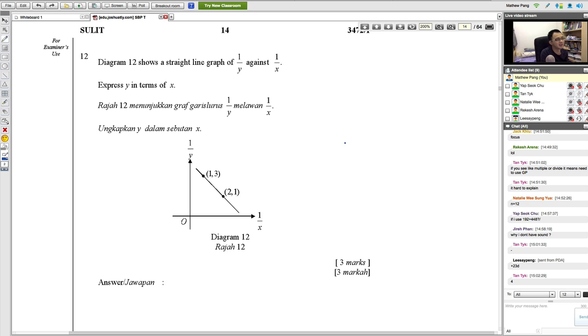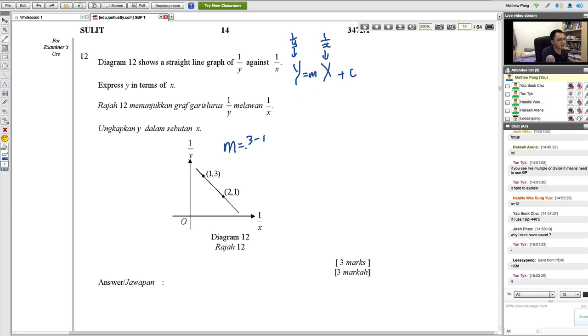Alright, this is linear law. So for a question like this, the first thing you need to do is form the equation y equals mx plus c. So I have my y, later I will substitute 1 over y into it. I have my x, I will substitute 1 over x over here. But I do not have my m, so I will need to find that gradient.